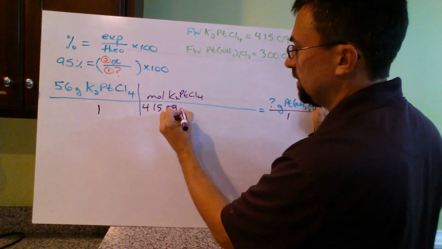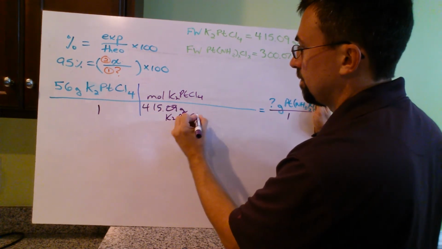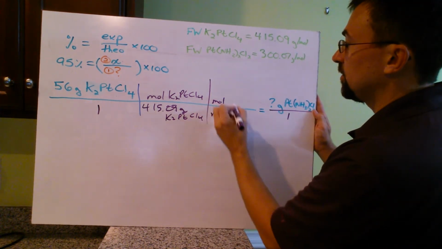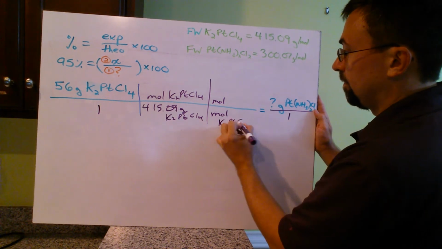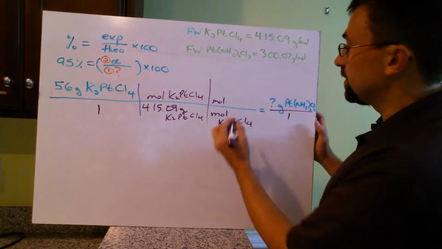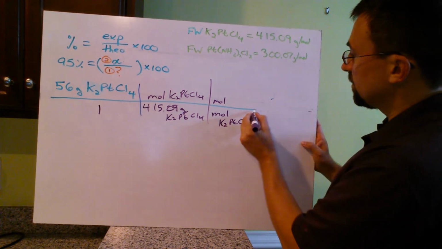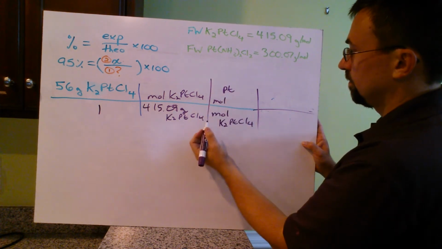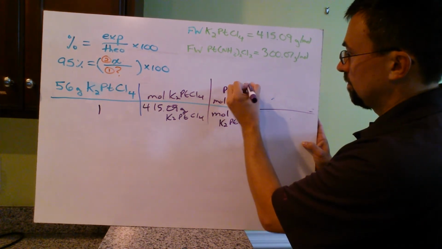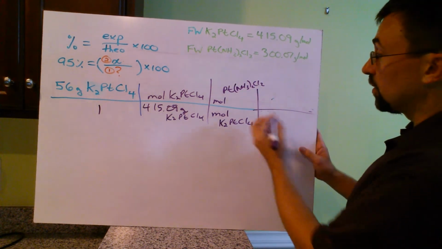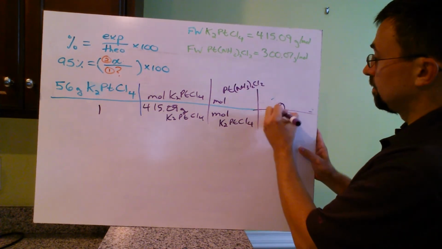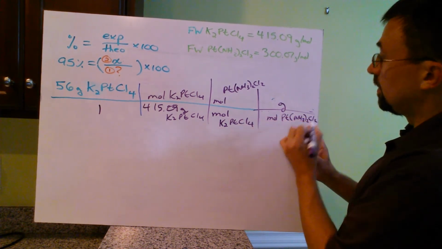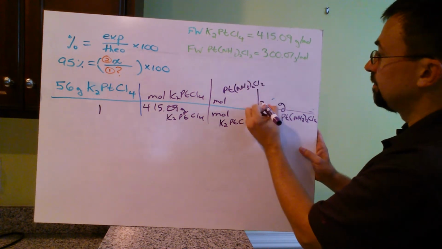Sorry about that, that's terrible. Then we can use our mole-to-mole ratio, which in this case is just 1 to 1. So that's pretty straightforward. And terrible board spacing. We're just going to continue this out then. And then lastly, the formula weight of the other compound. We want moles to grams. And then we have that weight up here somewhere, 300.